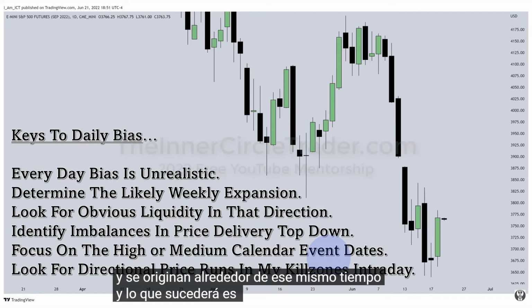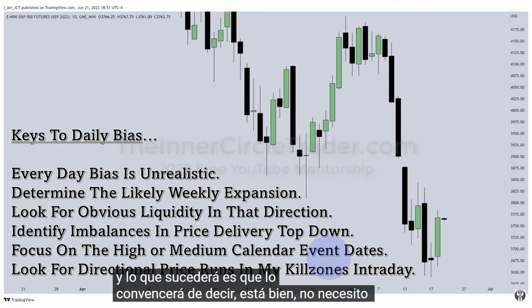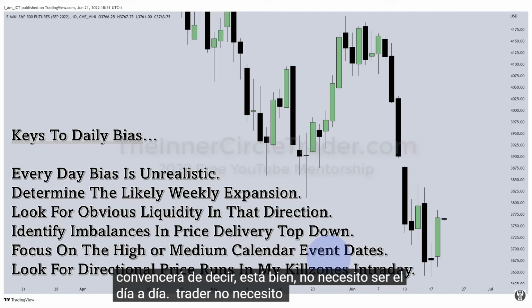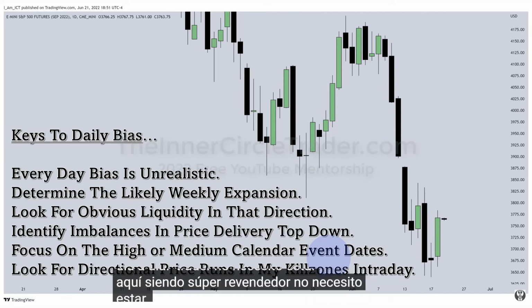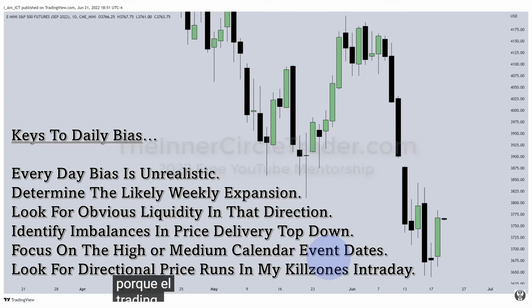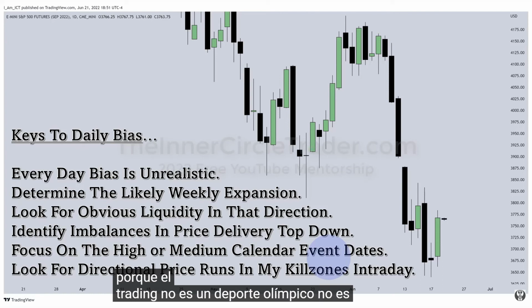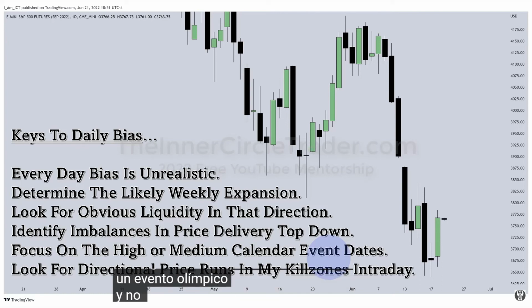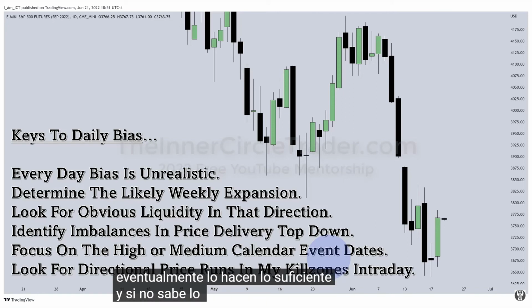And then what will happen is it'll convince you to say, okay, I don't need to be the everyday trader. I don't need to be in here being super scalper. I don't need to be in here trying to be an Olympic trader, because trading is not an Olympic sport. It's not an Olympic event. And they don't give out gold medals for overtrading. But they do blow accounts. So eventually doing that enough, and if you don't know what you're doing, you're going to blow your account. And that's hopefully what I'm trying to prevent you from enduring.